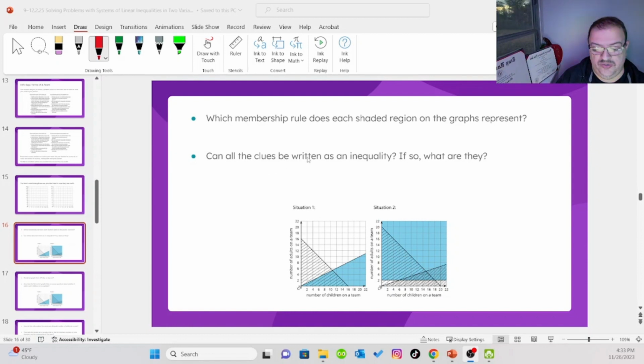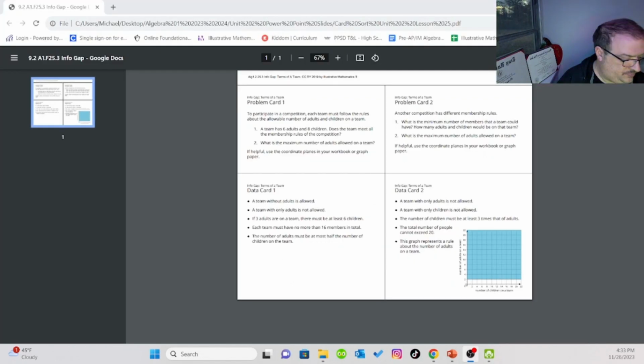Can all the clues be written as an inequality? If so, what are they? They can be. If we look at our first clue, a team without adults is allowed. So that could be adults is greater than or equal to 0. A team with only adults is not allowed. So that could be children are greater than or equal to 1.